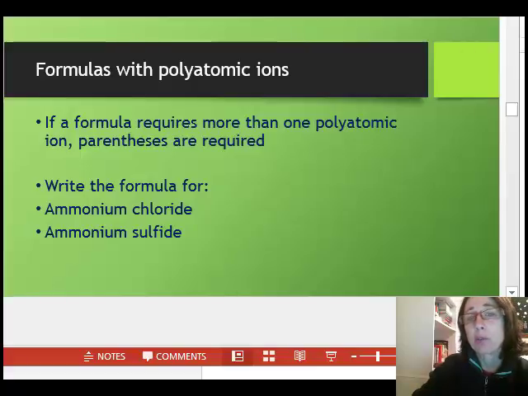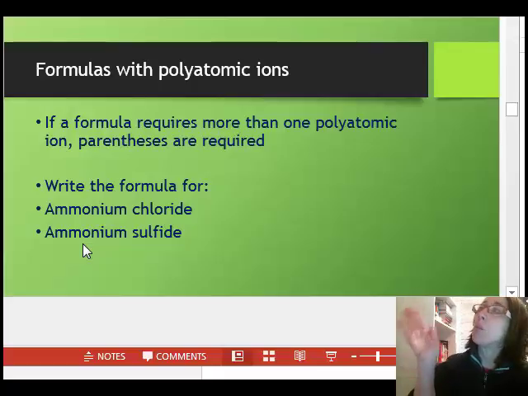Whenever a formula requires two or more of the same polyatomic ion, parentheses are needed. Let's look at two formulas that use ammonium for our example. Ammonium is one of the few cations we will deal with that is not a metal cation. Pause the slide and write the formula for ammonium chloride and ammonium sulfide.